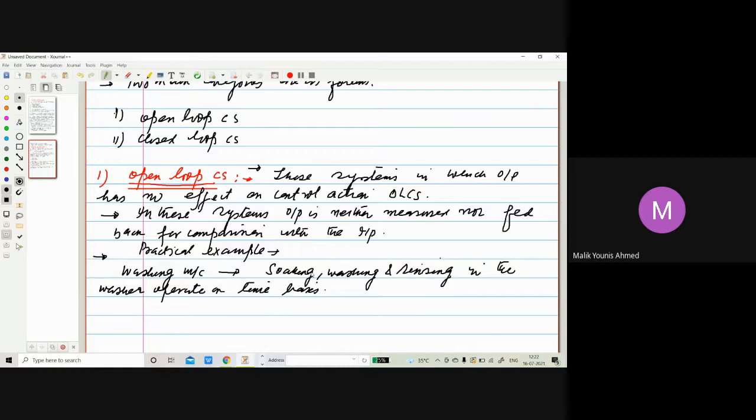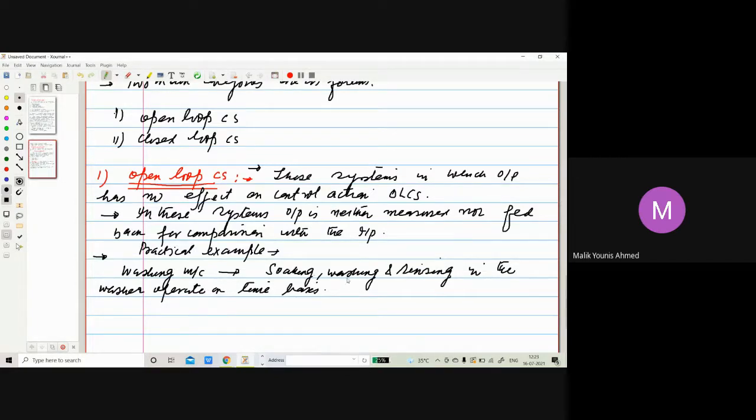where we are not going to get a feedback in terms of the output signal, which is cleanliness. We are not going to get feedback on whether the clothes have been cleaned or not. We are not going to measure that signal. So we are solely and wholly at the mercy of the time: the time will be more and the clothes will get cleaned. So this is a clear-cut example of an open loop control system.